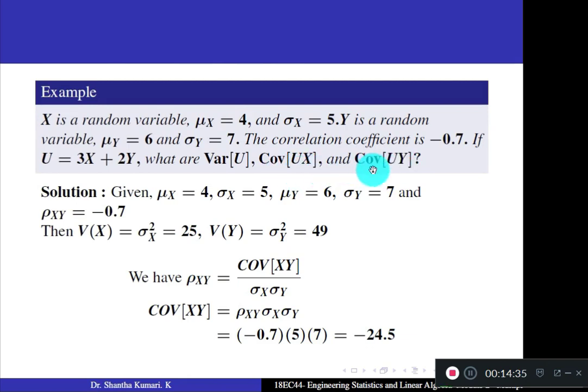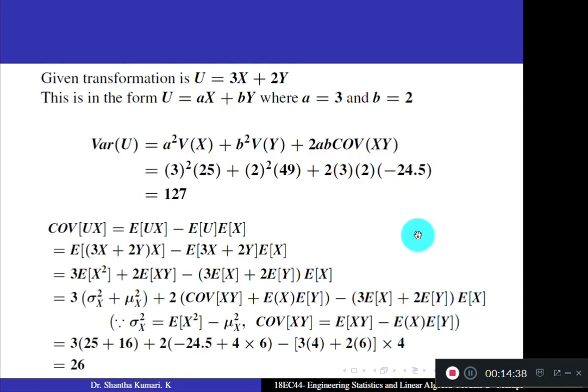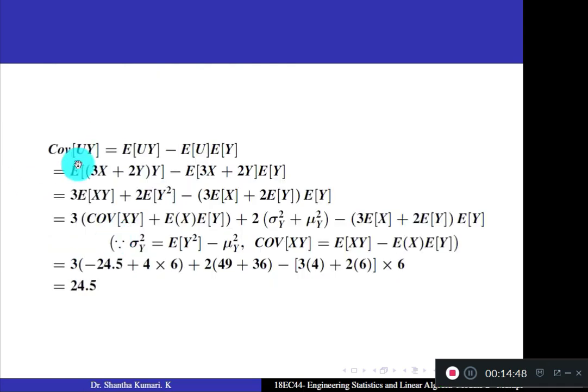Same method we use for covariance of u into y. If you have understood this covariance of u into x, you can try and obtain the answer yourself. It's very easy. Anyway, I am just showing the method here. Covariance of u into y is expectation of uy minus expectation of u into expectation of y. And what is u? Substitute. U is 3x plus 2y into y, minus, and this u is expectation of 3x plus 2y into expectation of y. Remember, you cannot take this y inside because this is a separate expectation term.